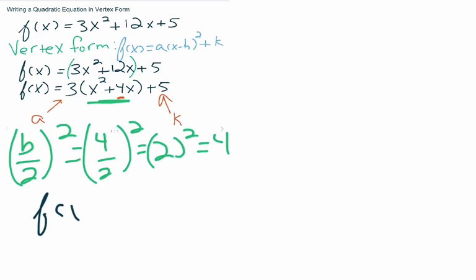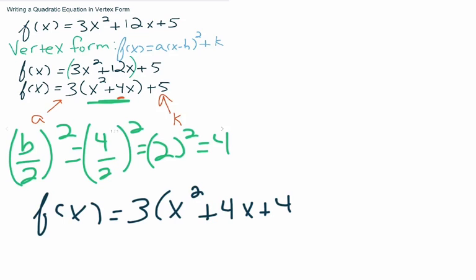F of x equals 3 times x squared plus 4x plus 4, right? I'm adding that constant 4. Then minus 4 times 3 plus 5. So why did we write in minus 4 times 3?